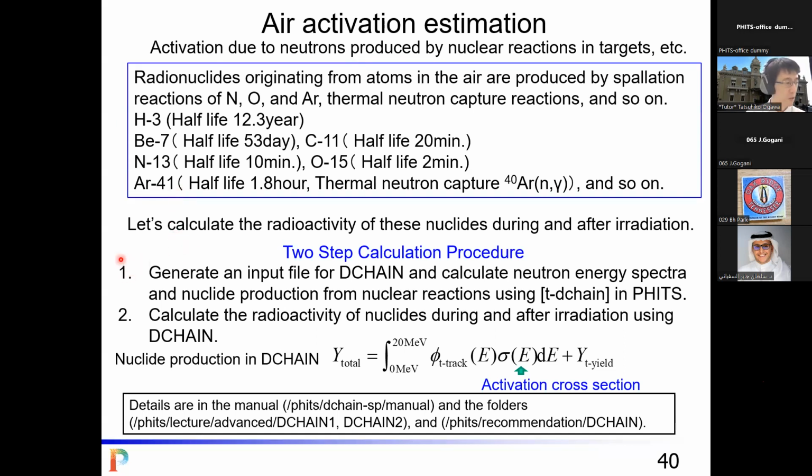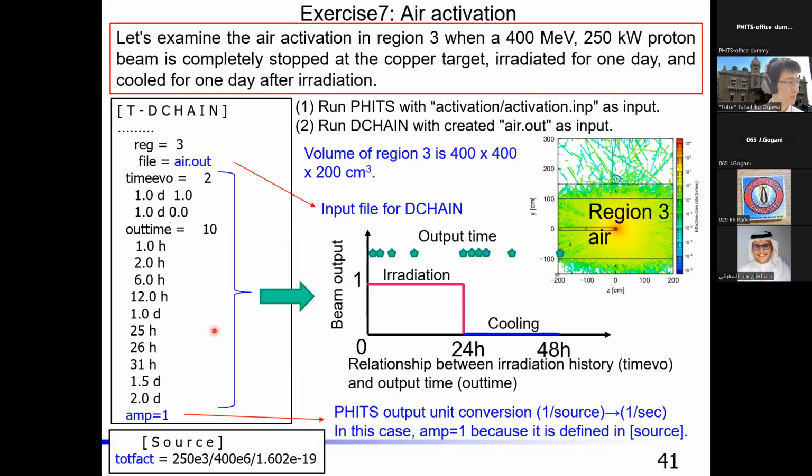To calculate the dose by the air activation, we go through 2 steps. First, generate an input file for DCHAIN and calculate neutron energy spectra and nuclide production from nuclear reactions using T-DCHAIN in PHITS. This is what we learned yesterday in the lecture of DCHAIN. And this is also one of the contents in the DCHAIN lecture. Calculate the radioactivity of nuclei during and after irradiation using DCHAIN. So let's go on to exercise number 7.